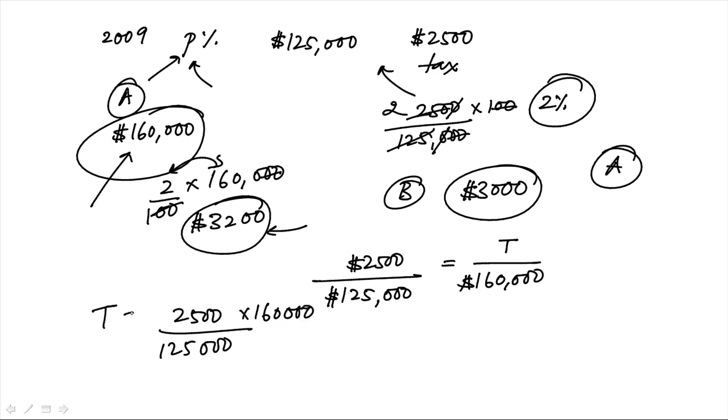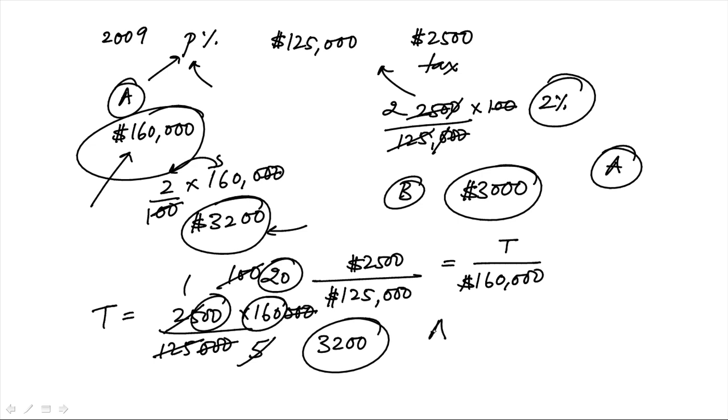And that's my tax. And all I have to do is reduce this, knock out these three zeros. 25 goes into 125 5 times, and this is 100. And then 5 goes into 100 20 times. Again, 160 times 20 would be 3,200. And again, we get the same answer, which is A.